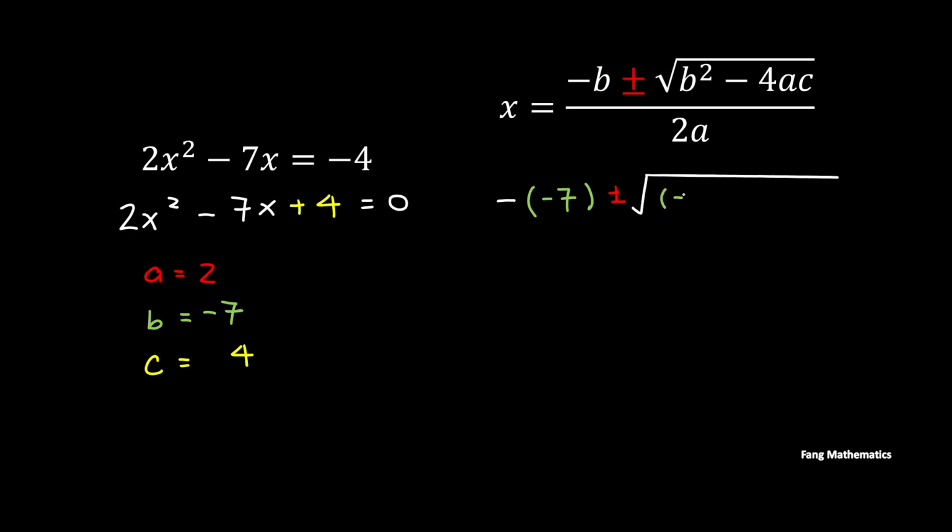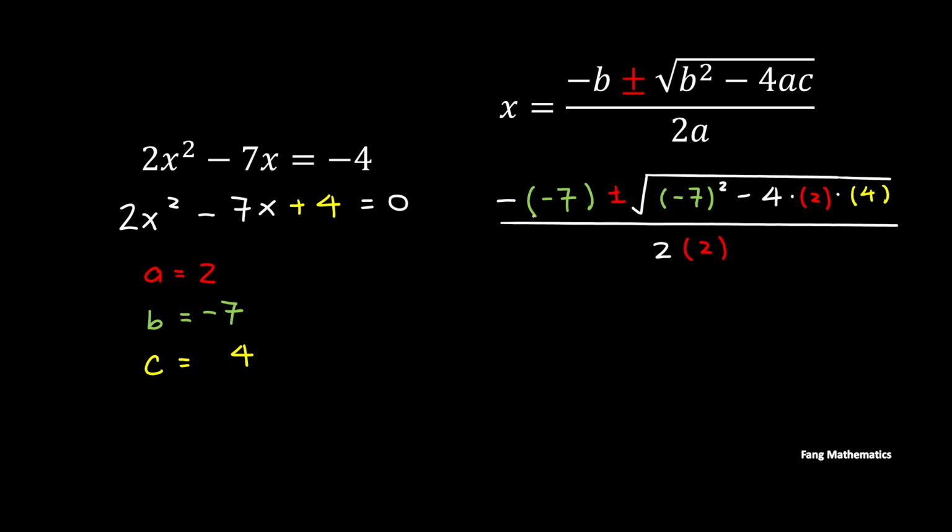B squared, -7 squared, minus 4 times A times C. A is 2, C is 4. Everything over 2A.